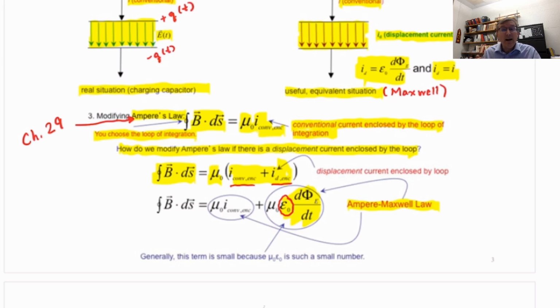In fact, generally speaking, about 12 orders of magnitude, 12 factors of 10, smaller than the conventional current term. And so Ampere's version is almost always perfectly acceptable. What Maxwell realized is that, okay, that's true, but what if you have a highly specialized situation, like the region between the plates of a charging capacitor, where there is no conventional current at all, but there is changing electric flux? Then the only game in town is the displacement current, and then you can't ignore it.